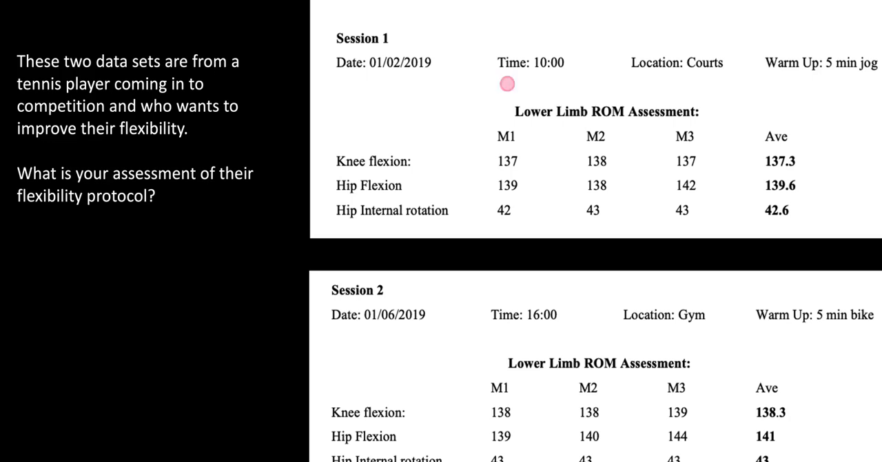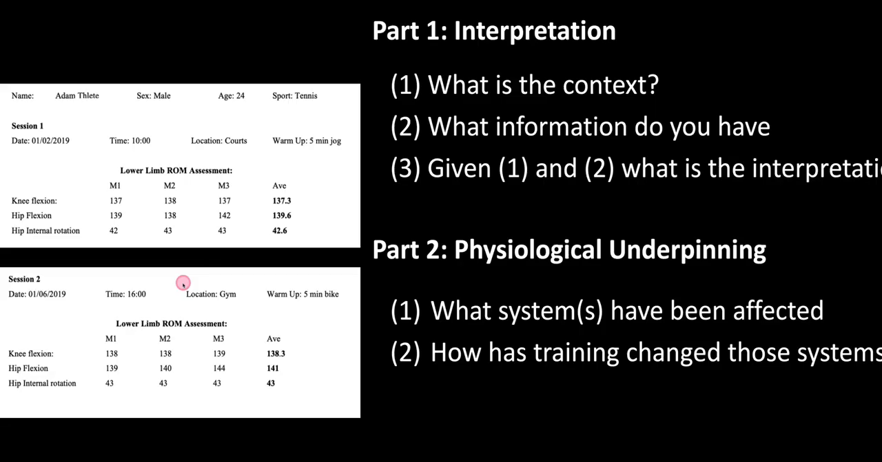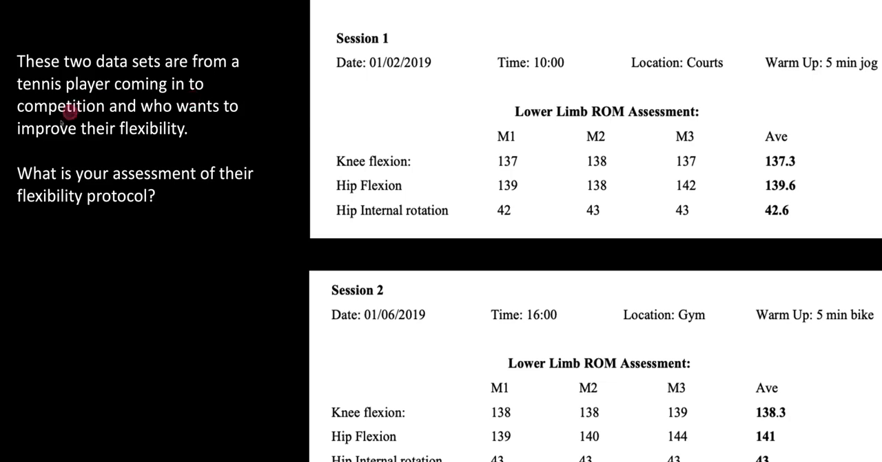So we've got two data sets from a tennis player coming into competition, wants to improve their flexibility, and what's our assessment of their flexibility protocol. So our interpretation process then is, what's the context? So we've got an athlete who wants to improve their flexibility. Yeah, so we say here, that's their aim. They want to improve their flexibility.